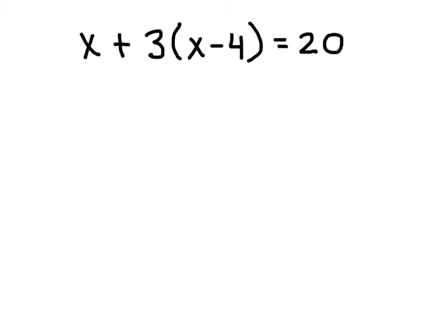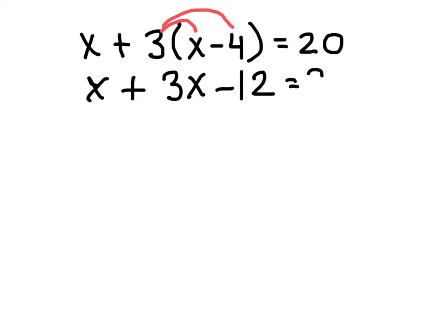Welcome back from pausing the video. The first thing I realized is I need to distribute the 3. So I have x plus 3 times x is 3x. 3 times negative 4 is negative 12. Combine your like terms, x and 3x. That equals 4x.